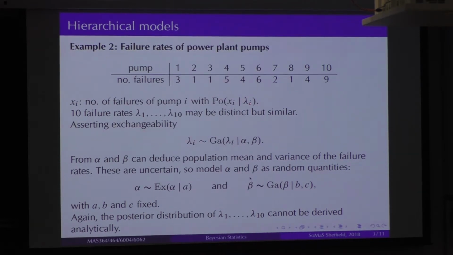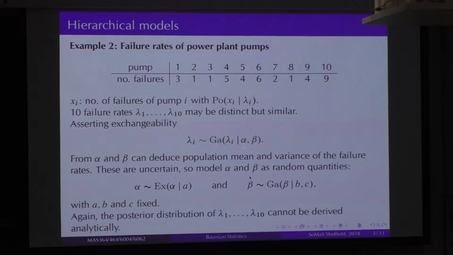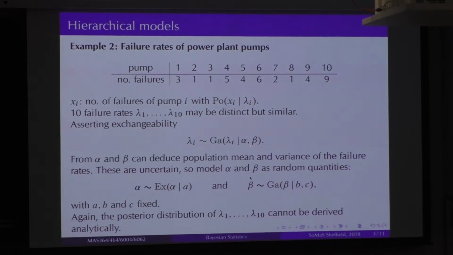And one possible prior, or one possible model for this failure rate, given that it is larger than 0, would be a gamma distribution with parameters alpha and beta. Again, as we have done before, alpha and beta will control the mean and the variance of these failure rates. So if we had information about alpha and beta, we could try and elicit that model. But if we don't, then we need to put priors on these unknown parameters. Again, these parameters are larger than 0.